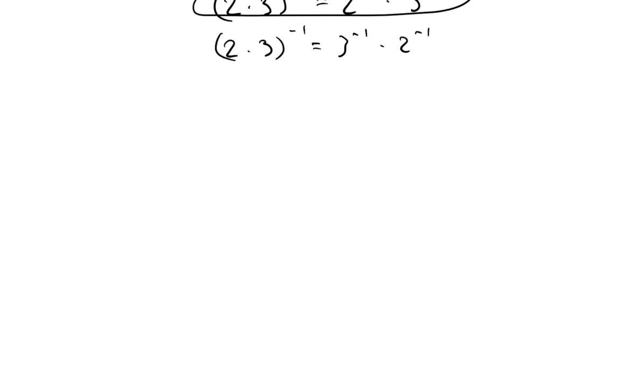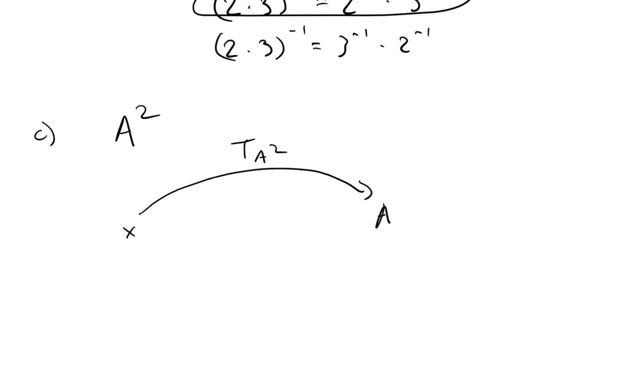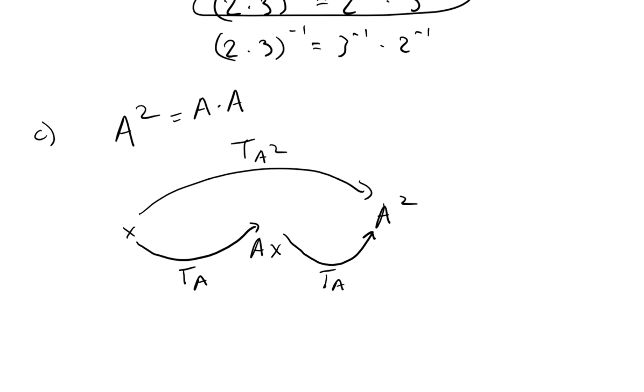So for A squared, assume again it's the standard matrix of an invertible transformation. A squared, you can think of that as A times A. So it's a composition of two linear transformations, one which is the linear transformation with standard matrix A, and it's actually the same one again that's applied. So you apply T of A again, and you get A squared x.